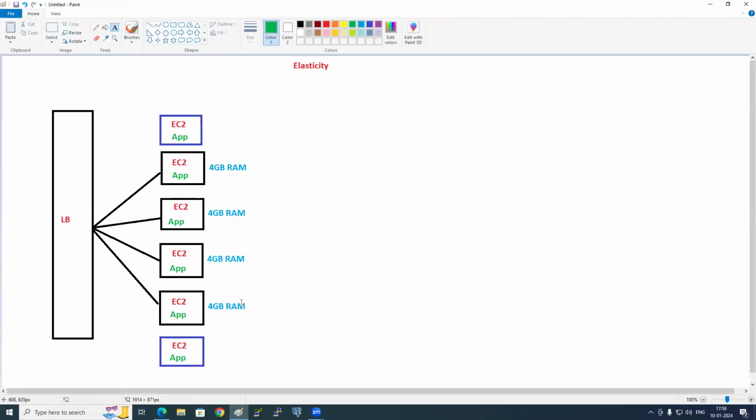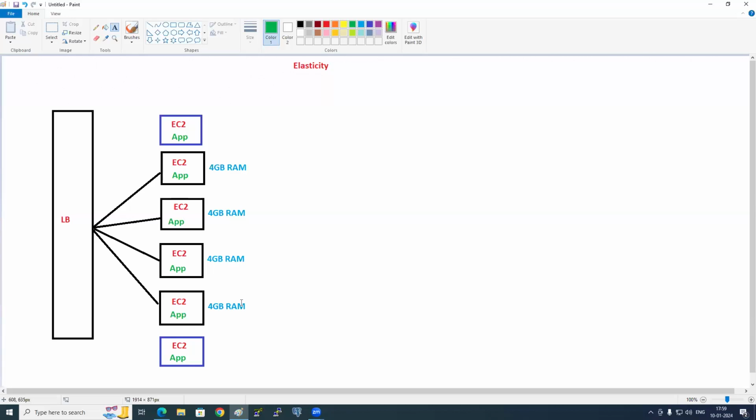Now the Black Friday sale is done. Friday is gone, now Saturday. For Saturday, do you need this many servers? Not required. Again, come back to normal, 4 servers. So you are increasing or decreasing the number of servers based on the load, automatically. Is it possible for us to go and launch the machines manually? No, automatically it will happen. So that is called elasticity. What does elasticity mean?